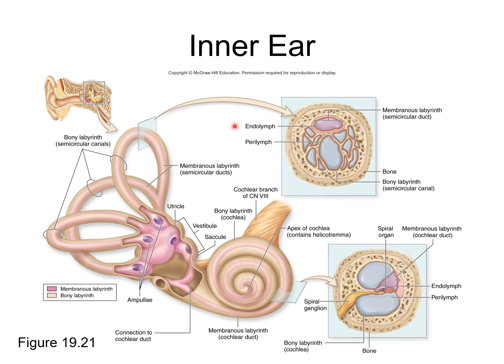Those two fluids, the perilymph and the endolymph, are going to help conduct the sound vibrations which are involved in hearing, so that eventually those sound vibrations would trigger your vestibulocochlear nerve, and the message would get sent to your brain for us to interpret what we are hearing.